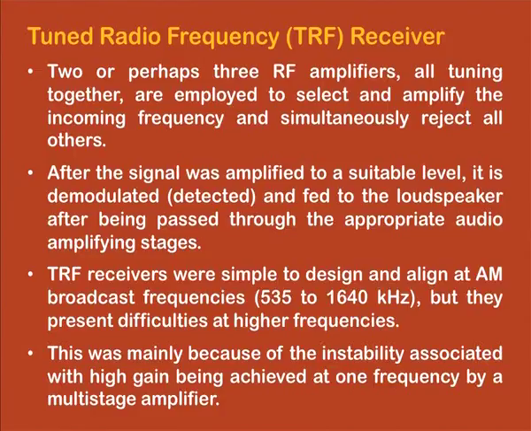TRF receivers were simple to design and align at AM broadcast frequencies, which are very low frequencies starting from 500 kilohertz to 1.7 megahertz, but they present difficulties at higher frequencies which are being used for different communication purposes or FM transmission. And the reason for this difficulty is mainly due to the instability associated with the high gain being achieved at one frequency by a multi-stage amplifier.